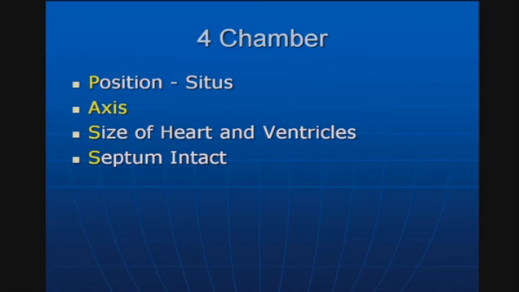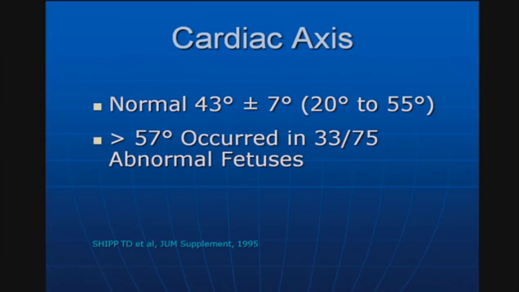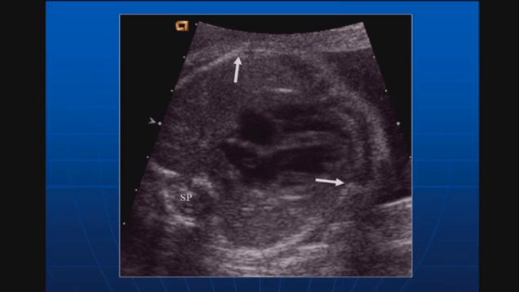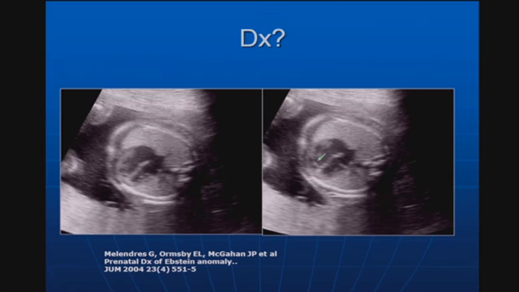Secondly, we're going to look at the axis of the heart, and this has been known for a long time. When we look at that, we have to make sure that we have one complete rib on each side. If you look at that axis, it should be about 45 degrees. This has been around for 20 years. So you should make sure you see a rib on each side. The spine is posterior. From there, you draw a line from the spine anterior. That should be about 45 degrees. The right atrium should lie on the right side of that line.